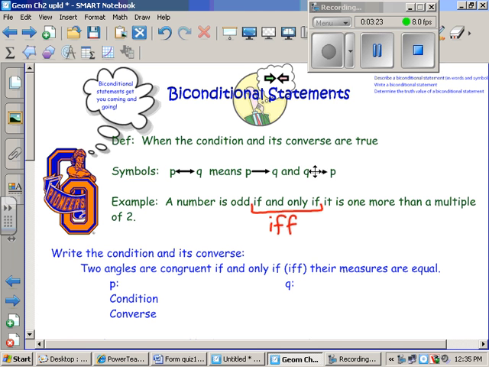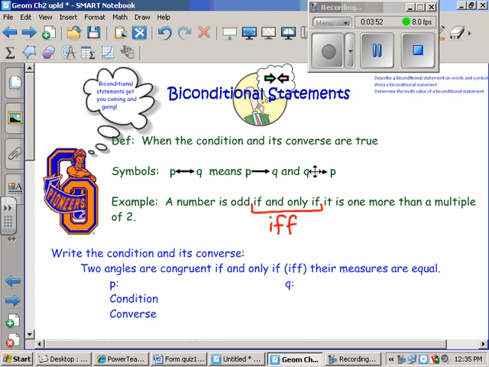Okay, this statement: a number is odd if and only if it is one more than a multiple of 2. For that to be a biconditional statement, I would have to prove that the conditional is true and the converse. So if a number is odd, then it's one more than a multiple of 2. Is that true? Give me a multiple of 2. 6. What's one more than that?